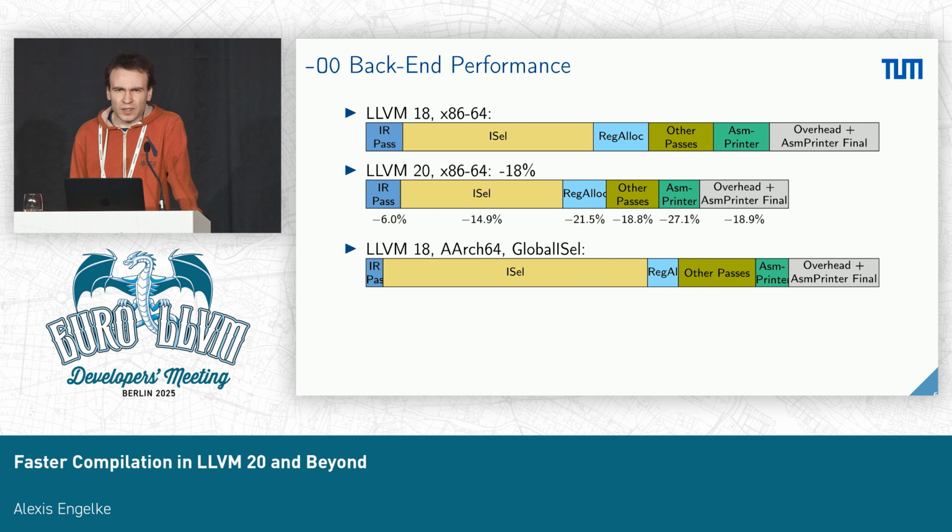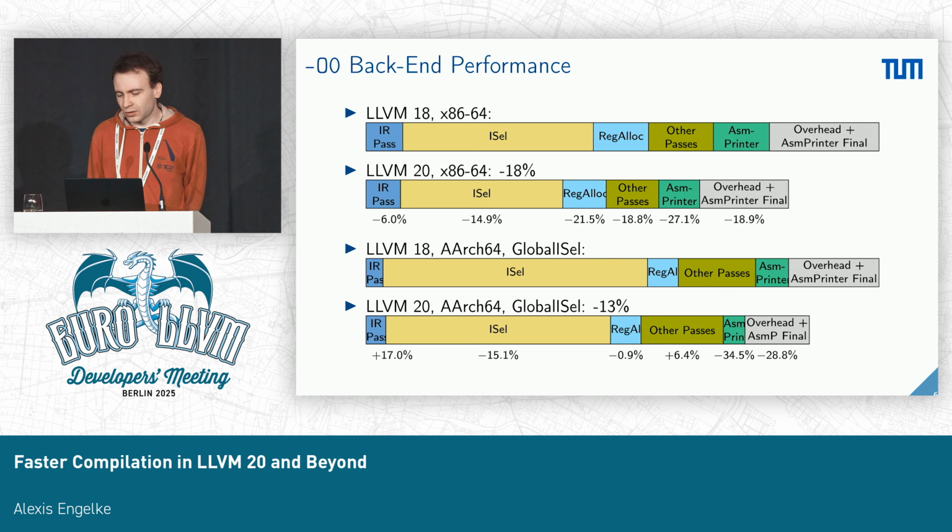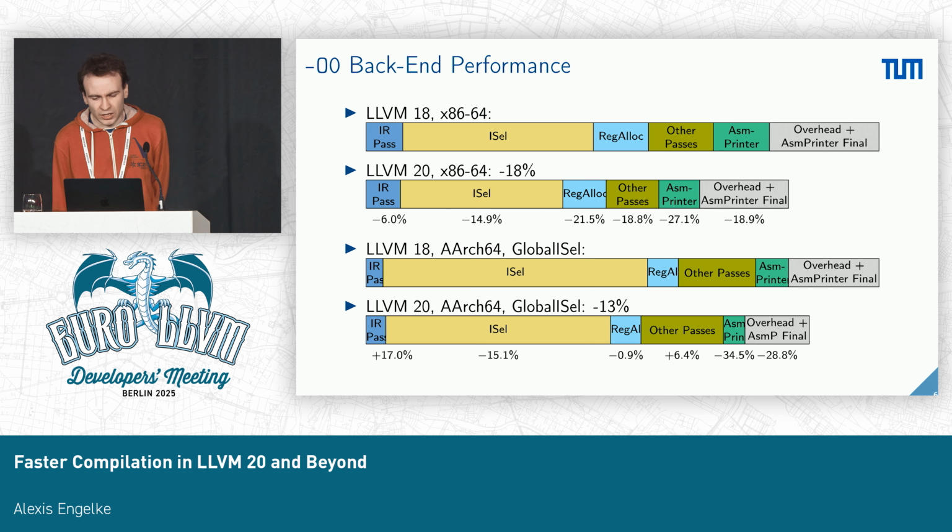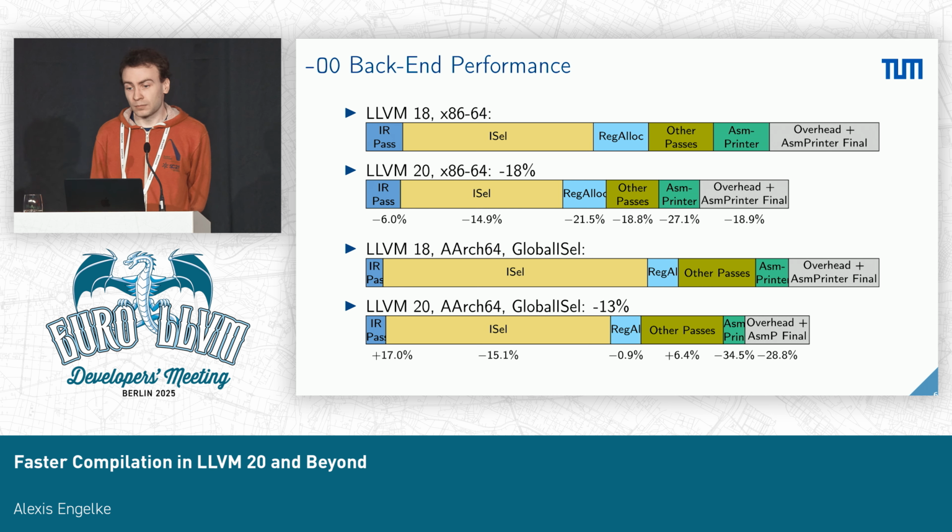On AArch64, the instruction selector is a bit slower because GlobalISel is the default at O0. And here we also saw some substantial improvements on the AsmPrinter and on the instruction selector. The register allocator changes were primarily affecting x86. And some other passes, in particular target-specific passes, got a bit slower compared to LLVM 18.